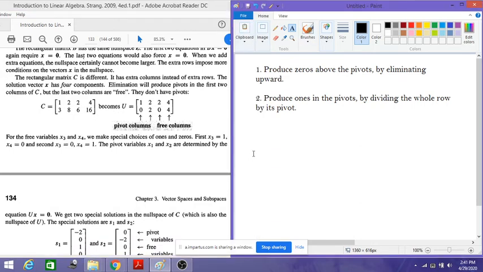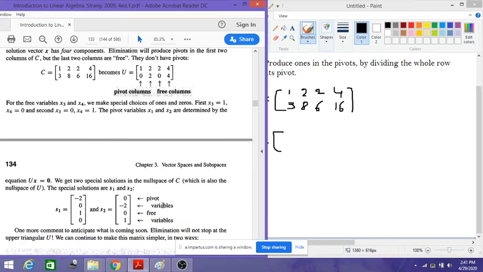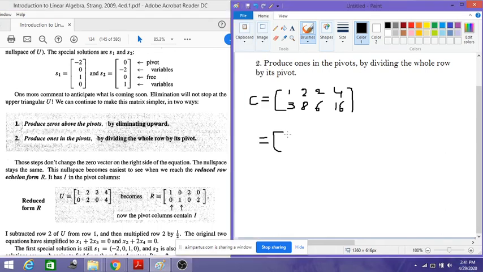So we had in the previous example a rectangular matrix, that is C, of the form 1, 2, 2 and 4, and the second row was 3, 8, 6 and 16, and we brought this by the elimination process into a form like this. We had 1, 2, 2, 4, and the second row has become 0, 2, 0, 4. So this is actually called an echelon matrix form. I'll explain this echelon matrix form later in detail.